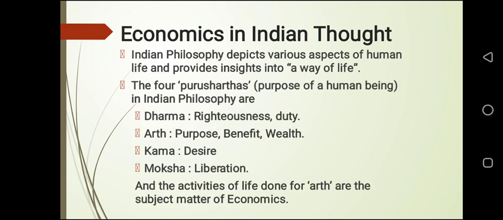Now, here there are four Purusharthas. Purusharthas stands here for the purpose of human being. What are the four purposes of human being in Indian philosophy? Or what are the interests, or what are the parts of the purpose of human beings living in the world? That is dharma. First is dharma. Dharma means righteousness and duties. He is living for righteousness, he is living for his duty, he is living for wisdom, we can say. Second is artha. Artha means purpose, benefit, or wealth.